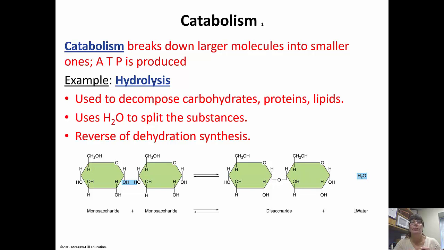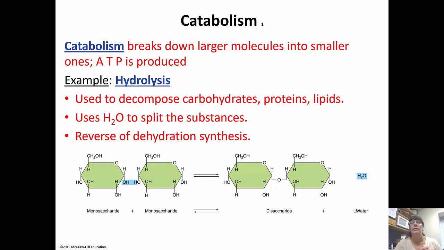So this is used to break down carbohydrates, proteins, and lipids. Basically what happens is water is just put in where the bond is at, and it splits the bond. So now you have your monomer components. It's the reverse of dehydration synthesis.